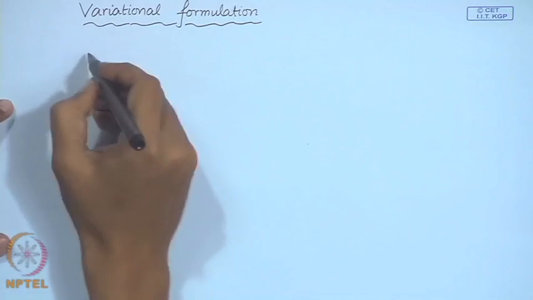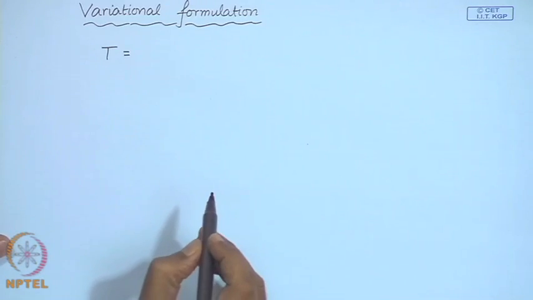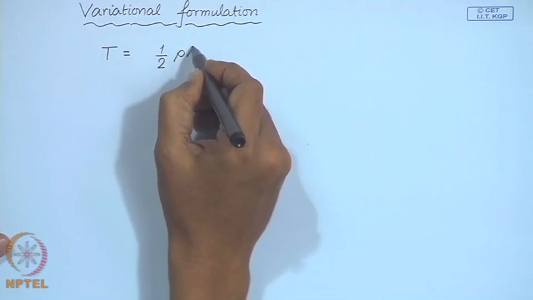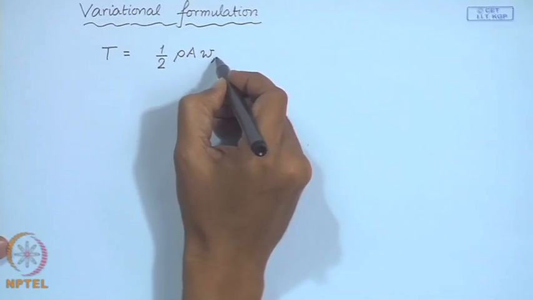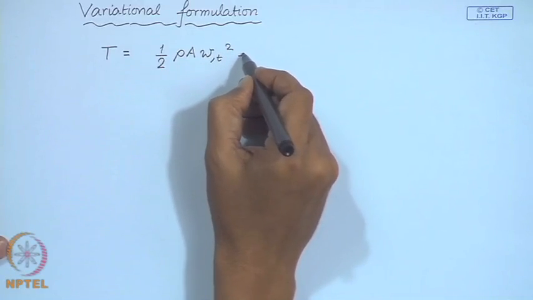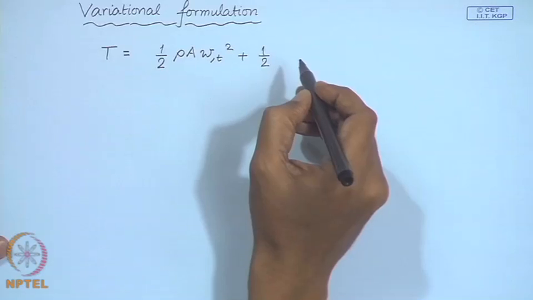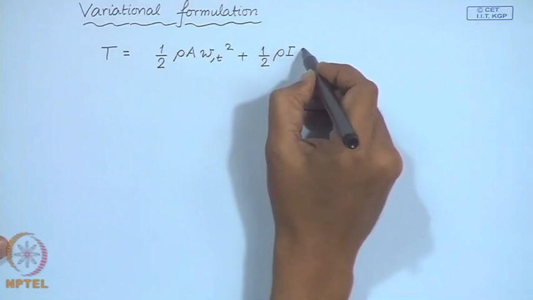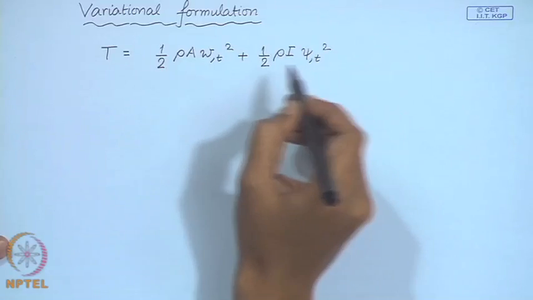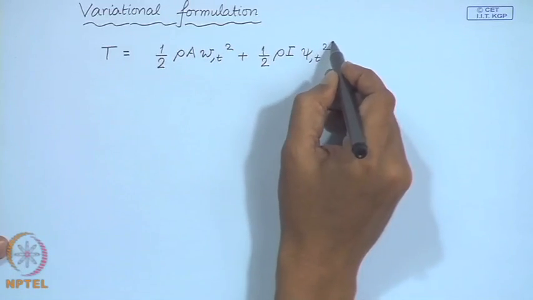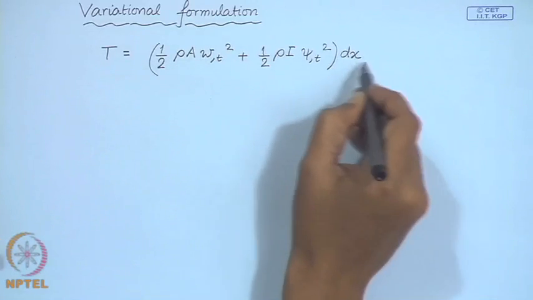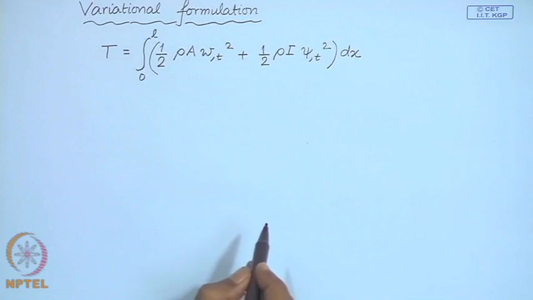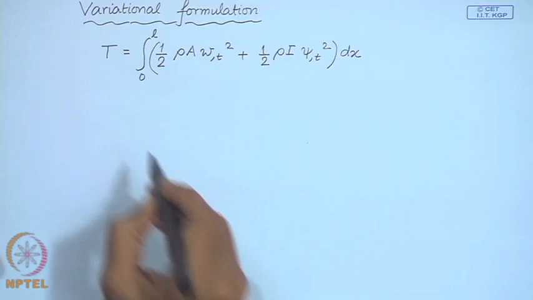So, in the variational formulation, we write down the kinetic and potential energy expressions. So, the kinetic energy is 1/2 mass per unit length times the velocity square. So, this is the translational kinetic energy plus 1/2 rho times I, the moment of inertia per unit length, times the angular velocity square. Now, this is kinetic energy per unit length. So, multiplied by a small length of the beam and integrating over the length of the beam will give us the total kinetic energy of the beam.